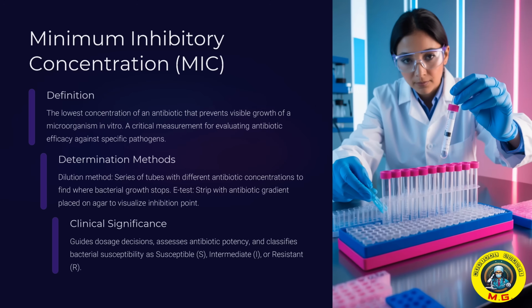Second is guiding dose decisions. Clinicians use the MIC value to select the appropriate antibiotic dose that will effectively inhibit the growth of the pathogen in a patient. Third, MIC values are compared to predefined breakpoints set by organizations like CLSI or EUCAST to determine if the organism is susceptible, likely to respond to treatment. If it is intermediate, then the response may require higher doses, and if it is resistant, then it is likely to resist the treatment.